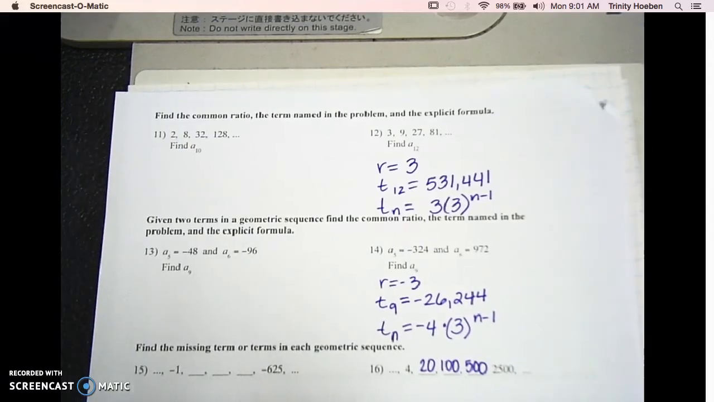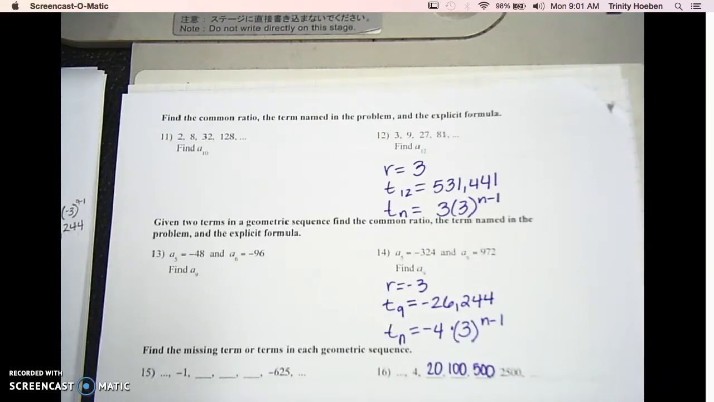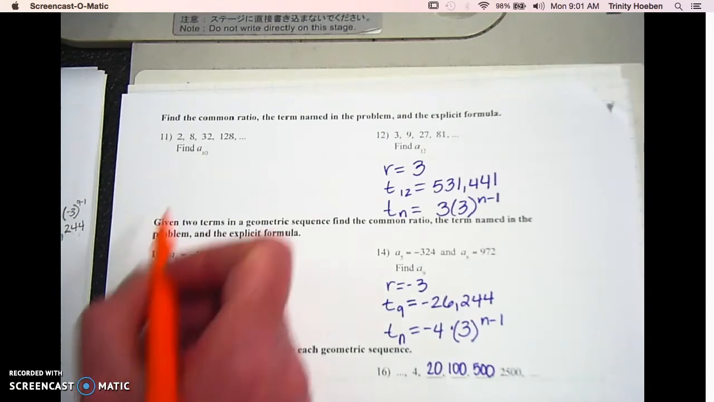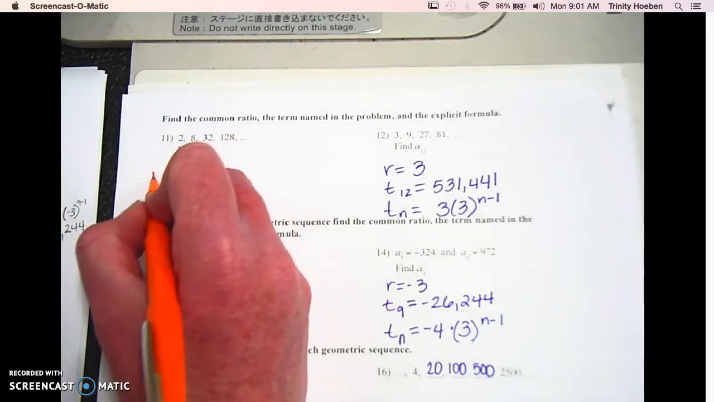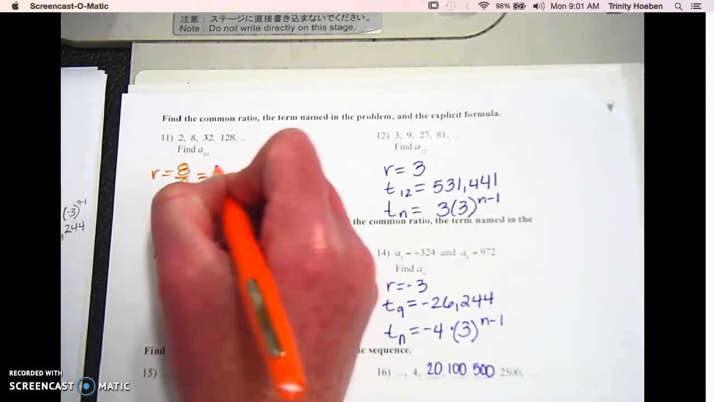All right, we're on page 2 of the Algebra 2, Chapter 11 test review. So numbers 11 and 12, the directions say find the common ratio, the term named in the problem, and the explicit formula. So the first thing you want to do for number 11 is get the common ratio. So you take the second term, which is 8, and divide it by the first term, which is 2, which gives you a common ratio of 4.